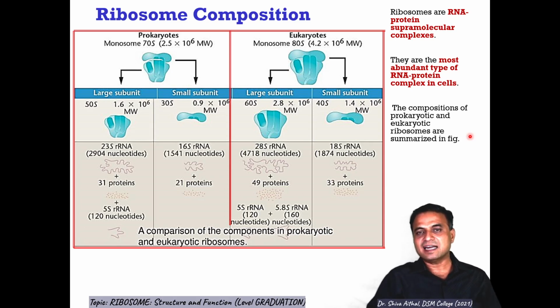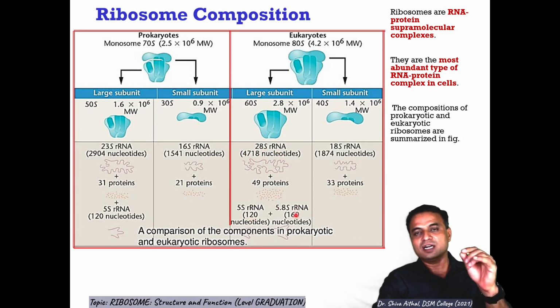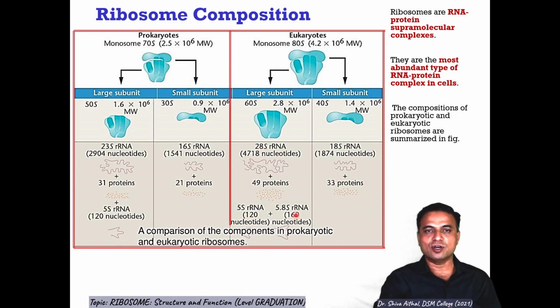So 60S and 40S subunits combine to form an 80S ribosome. In the 60S subunit of the eukaryotes, as you can see here, there are 28S rRNA plus 5S rRNA plus 5.8S rRNA. So there are 3 RNAs already in the eukaryotic 60S, or the larger subunit.